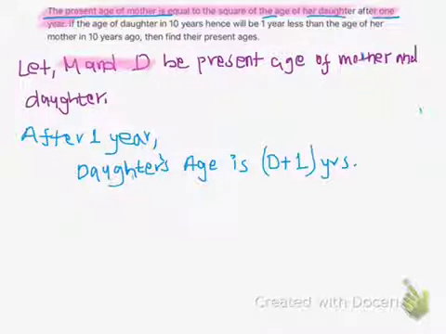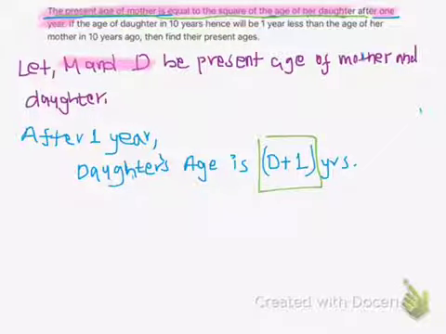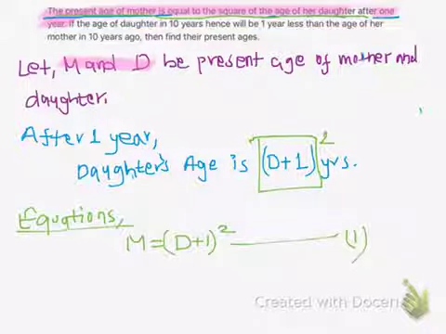Now here, to make our first equation, it has said that the present age of mother is equal to the square of the age of our daughter after 1 year. So the square of our daughter's age after 1 year is D plus 1 squared. So our first equation is present age of mother M is equal to the square of the age of her daughter after 1 year. So this is our first equation.